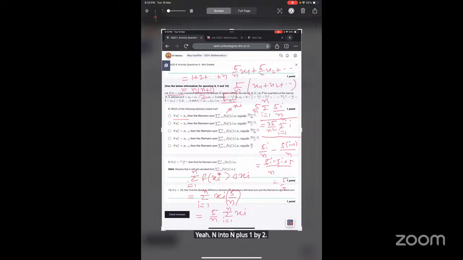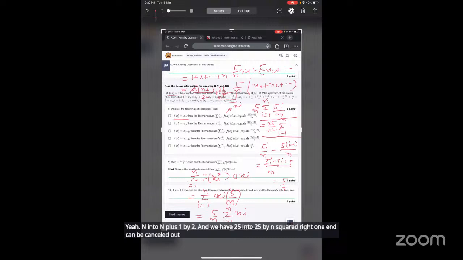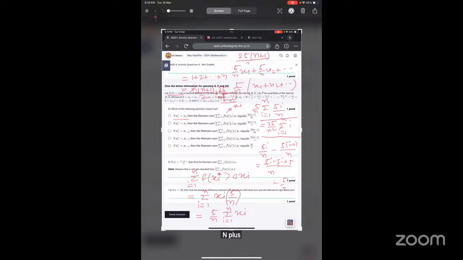And we have 25 by n square, right? One n can be cancelled out. So we will basically get 25 into n plus 1 by 2n. So this should be the answer. Is it fine? That means the first option is correct one. And the second option is incorrect. Is it fine? Any doubt?